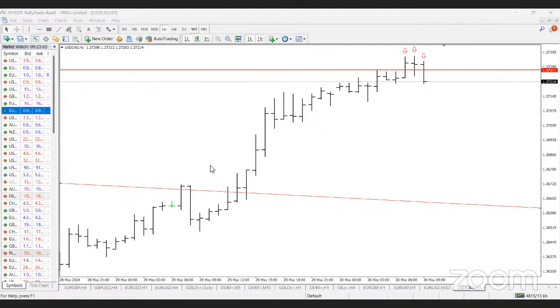Fibonacci, any time frame is good, but of course you should learn to understand how to draw Fibonacci.